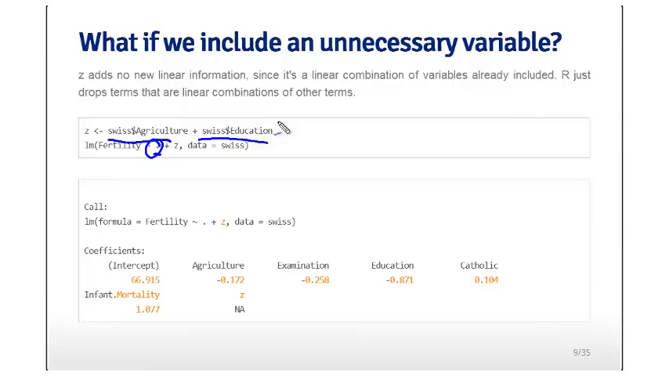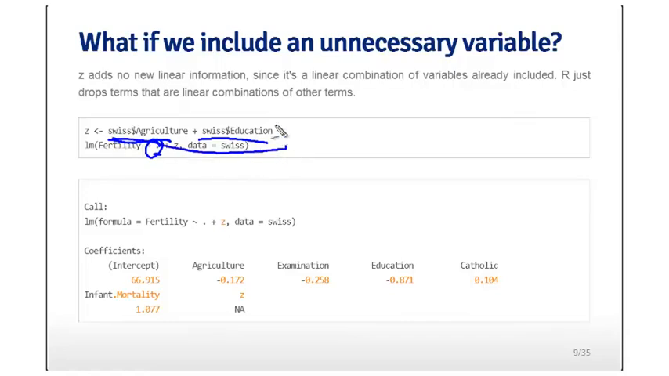Conversely, if we include Z and remove agriculture, then Z does contain relevant new information, because we need any two, whether it's Z, agriculture, and education. We need any two of those. We know the third, but if we were to include the third, it has to contain extraneous information, because we perfectly know it if we know the other two. So what does R do when we put in something completely meaningless in this linear sense?